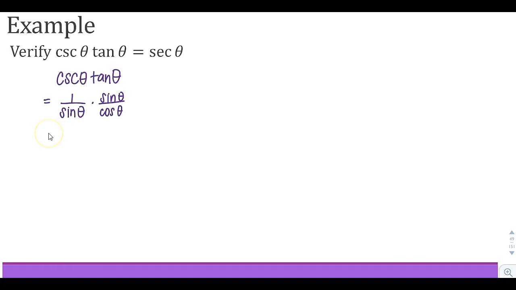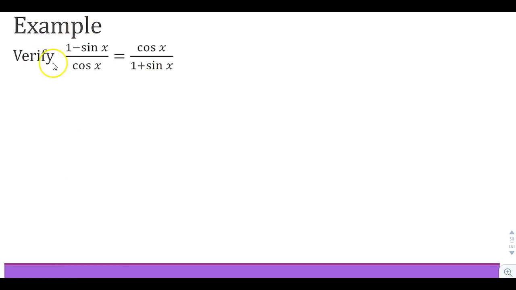So now this is equal to 1 over cosine theta, because the sine theta over sine theta cancels out to just 1, so I have 1 over cosine theta left, which is secant theta. So that is my answer. I'm not going to box in secant theta. I already knew that's what I was going for. If I were going to box in anything, it's the whole entire answer, or all of the work is the proof that verifies this identity.